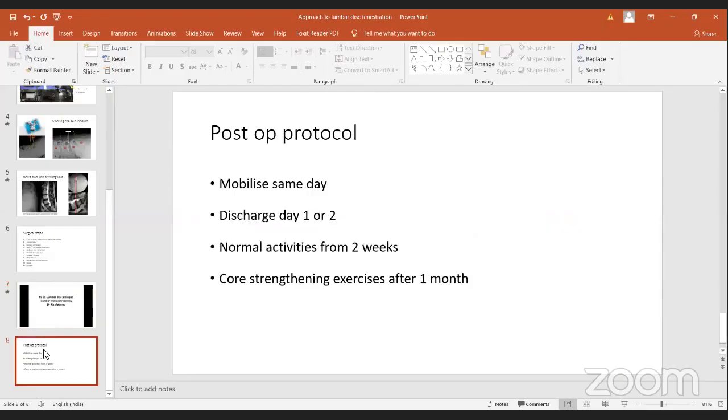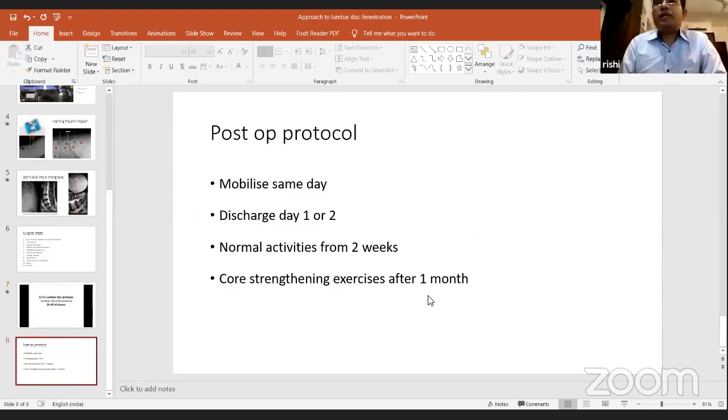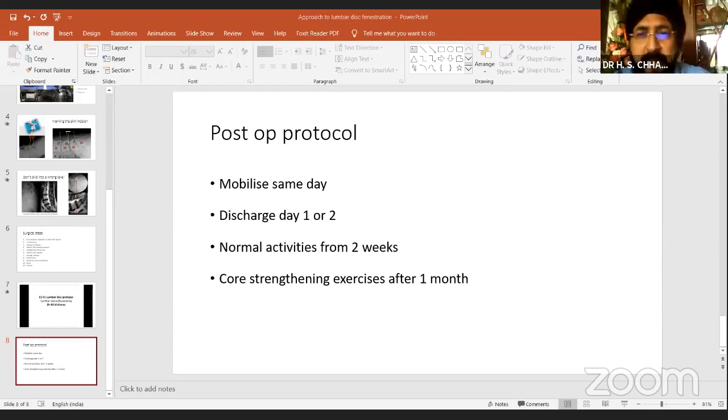Are you through, Rishi? Yes, sir, I am. The post-op protocol would be to mobilize the patient on the same day. The patient can be discharged on day 1 or 2. They can resume normal activities by 2 weeks, and then we start core strengthening exercises for the back after 1 month. Great. That was a great demonstration.